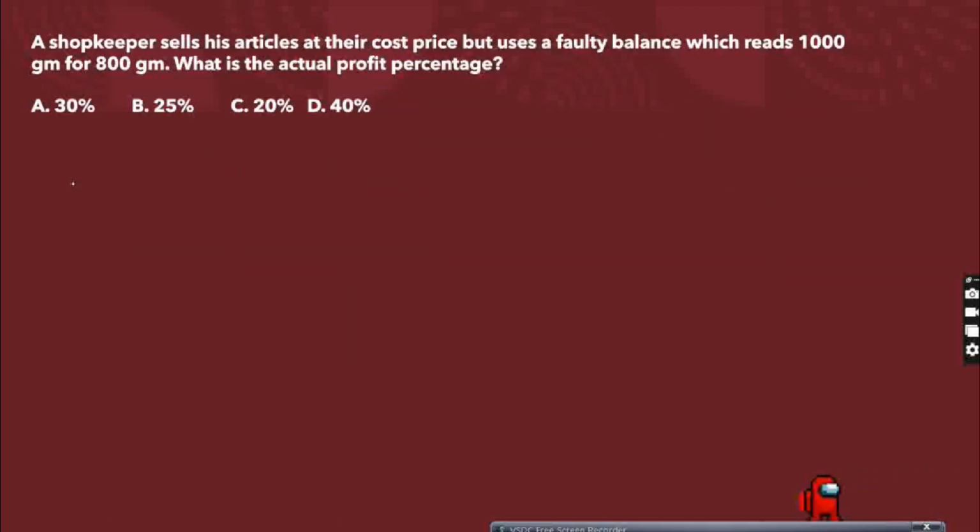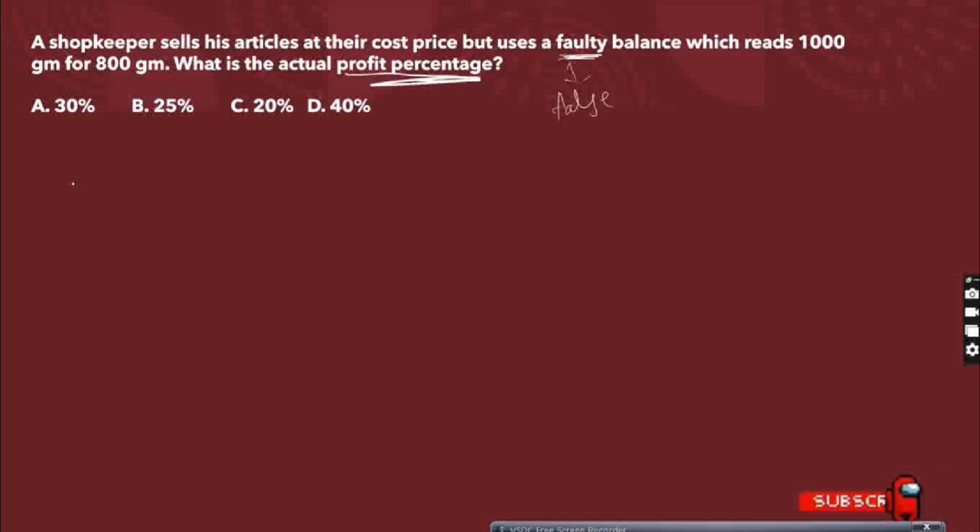Next one. A shopkeeper sells his articles at their cost price but uses a faulty balance. Faulty balance in the sense a false one, like a mistaken balance, which reads 1000 grams for 800 grams. What is the actual profit percentage? In this question, they are asking the actual profit percentage.